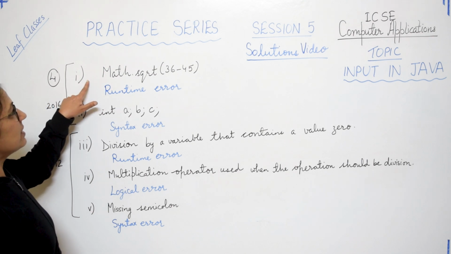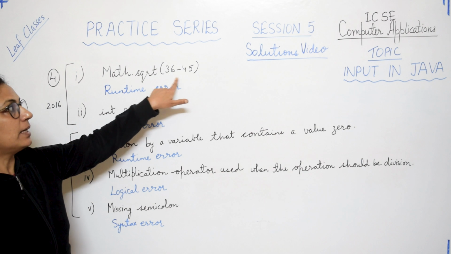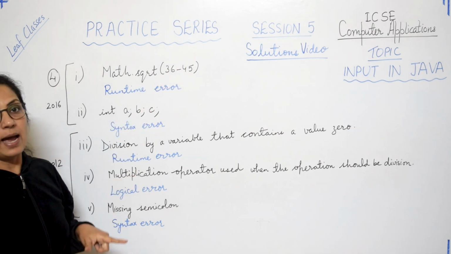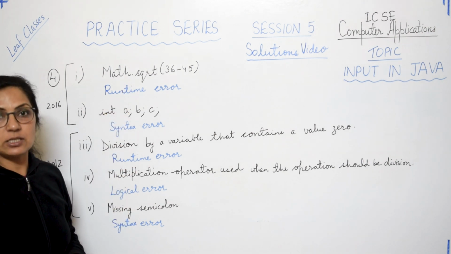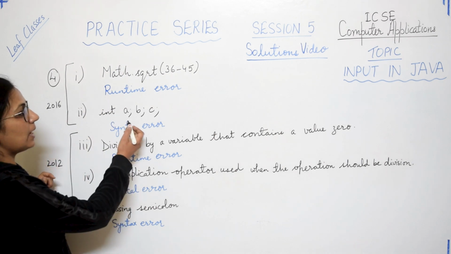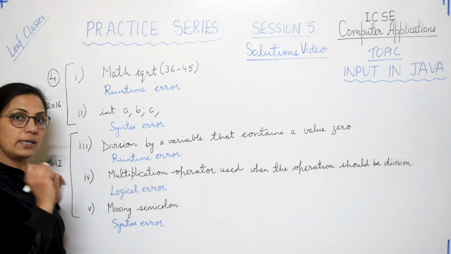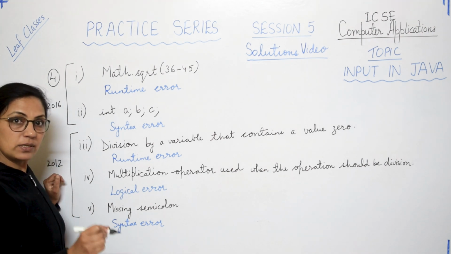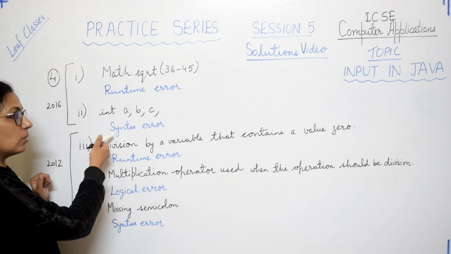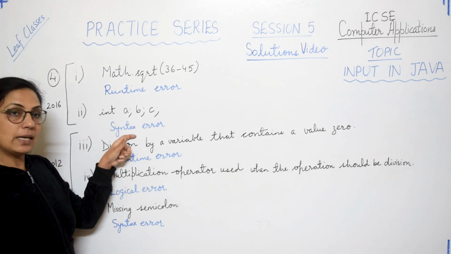So here the first is Math.sqrt(36 minus 45). When the bracket is solved, you will get a negative value, and you know that sqrt function does not work on a negative value, so it will give you a runtime error. Then int a; b; c; We know that semicolon is the terminating character. At the end of the statement only you have to give it. So we cannot put semicolons in between. So that is the violation of the language rule. So here it is a syntax error.